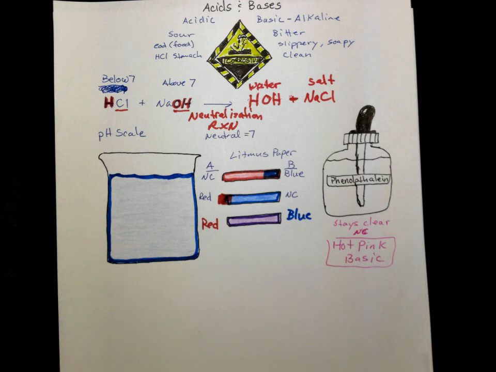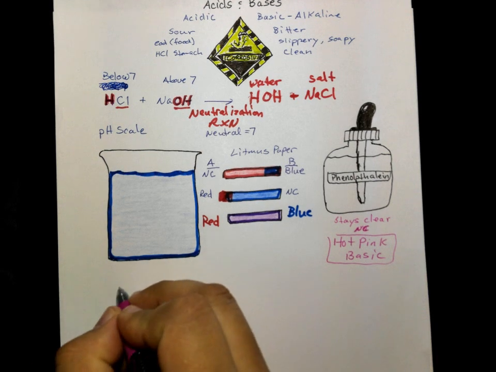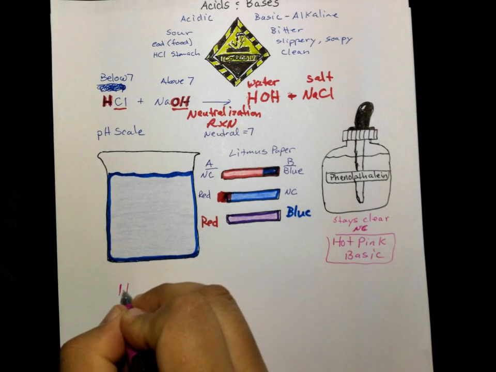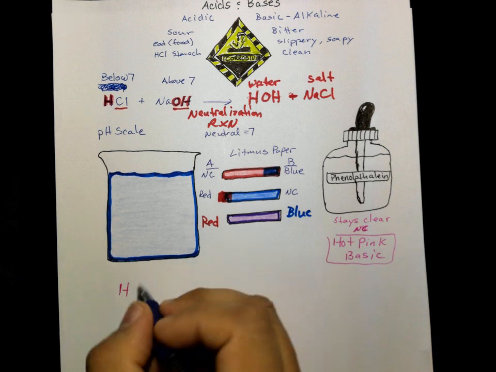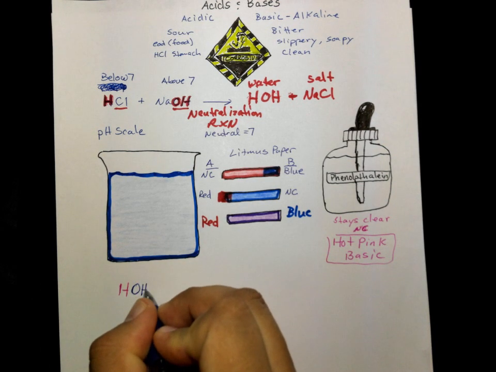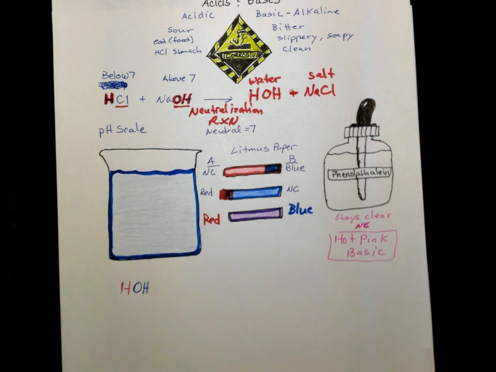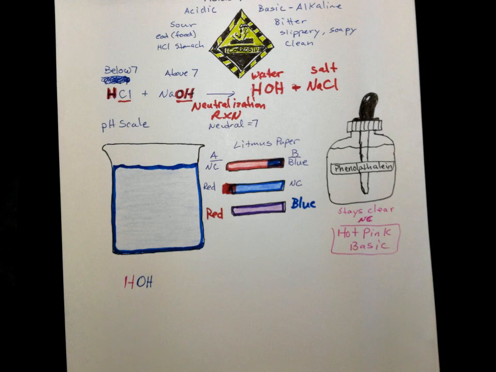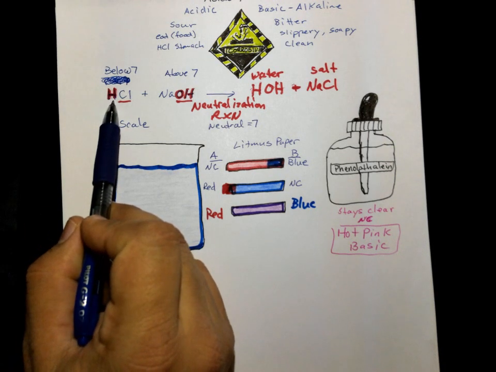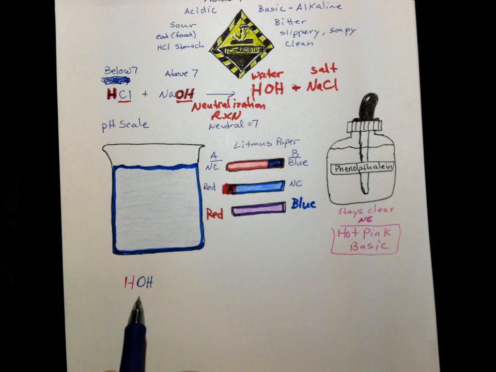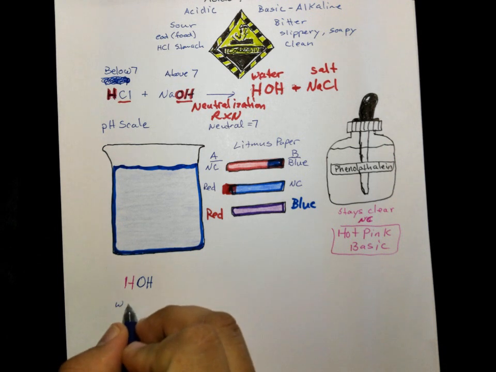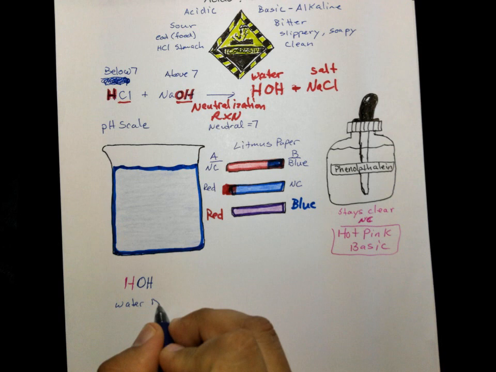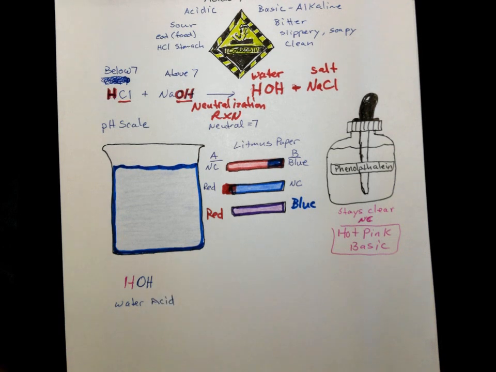Now, one last thing. Let's talk about water. Now, here's the formula for water. H2OH. Do you notice something here? What did I say about acids? All acids start with H. So that makes water an acid. It starts with an H.